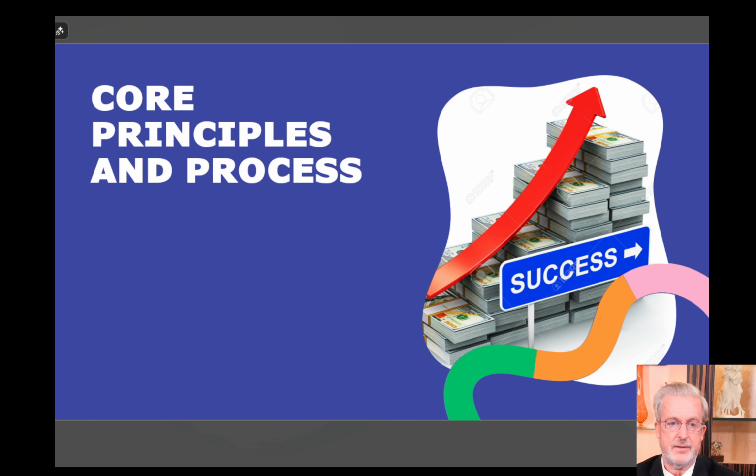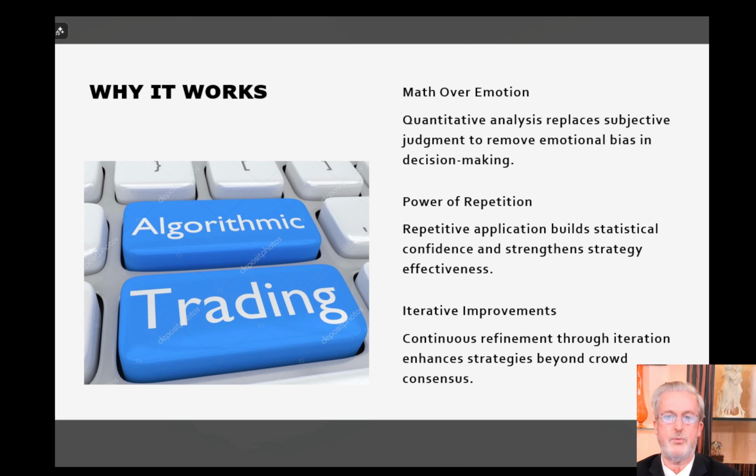It's great. So let's look at our core principle. We do algorithm. We do math trading. Let's leave it at that. It's hard for me to pronounce. Math over emotion. Math makes money. It is repeatable, scalable, small trades.